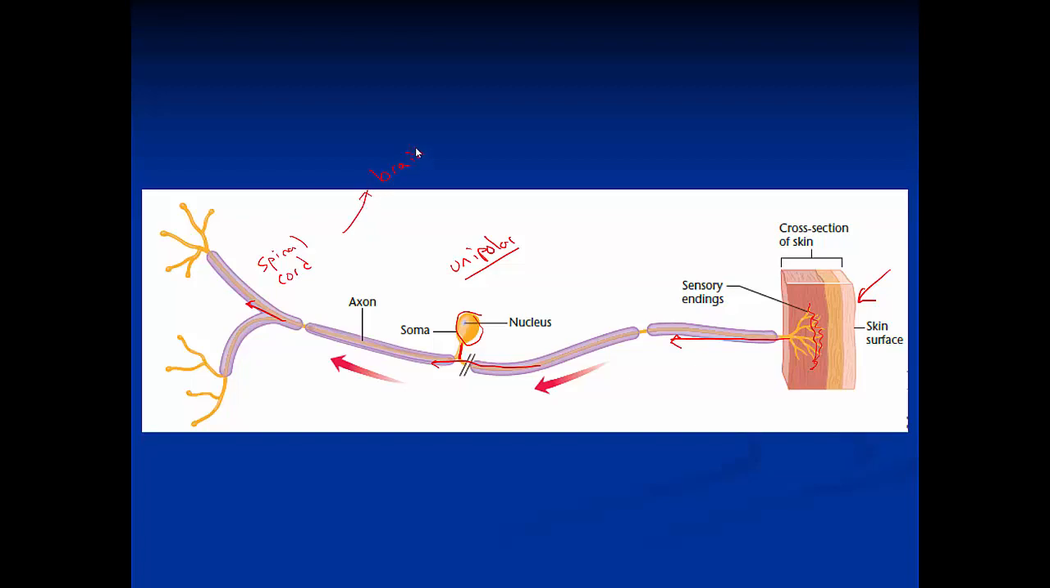We'll talk about these sensory pathways later. But all of these sensory neurons are going to be near the spinal cord. That's where the cell bodies are, and they're going to carry information from the skin into the central nervous system.